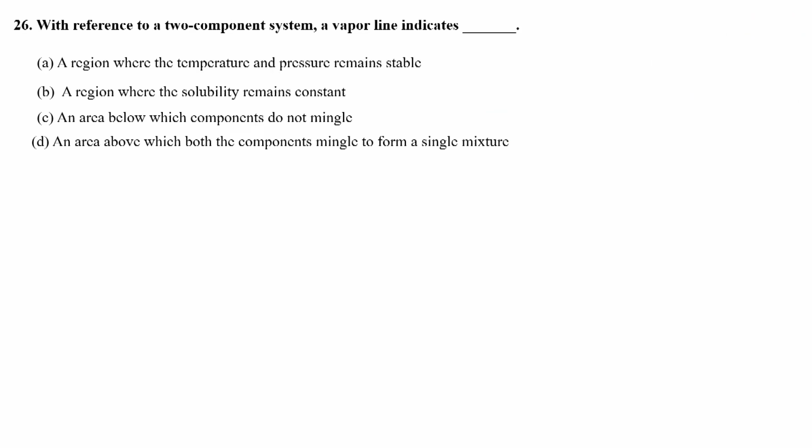Next we move to problem number 26. It says, with reference to a two component system, a vapor line indicates a region where the temperature and pressure remains stable, a region where the solubility remains constant, an area below which components do not mingle, an area above which both the components mingle to form a single mixture. Here option A is the correct option.